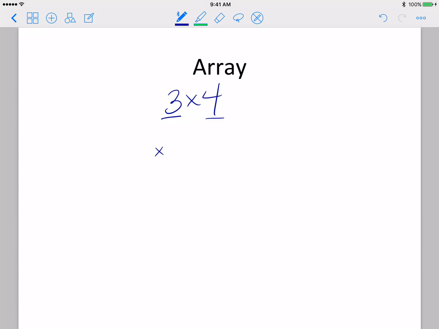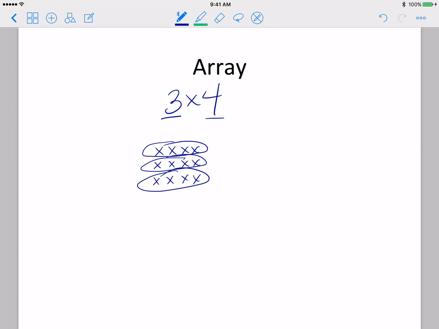So we're going to have 1, 2, 3, 4. There's 1 row of our 3. Then we're going to go to row 2, 1, 2, 3, 4. There's 2 groups of 4, and then 1, 2, 3, 4. Another way to represent, we see these a lot in 3rd grade math. We have 3 groups of 4 objects. It's another way to represent it.